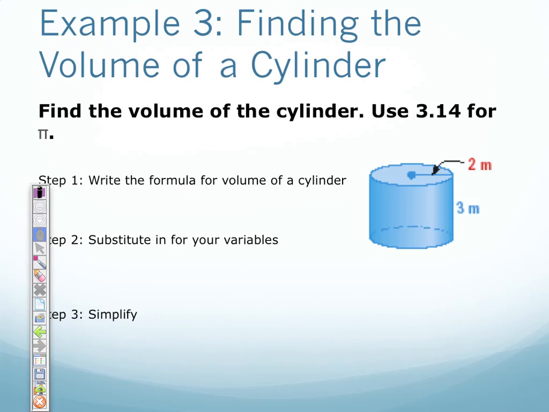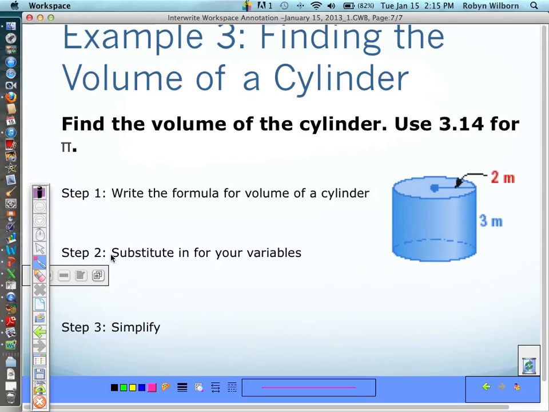All right, so let's go through and try one here. Find the volume of the cylinder, and it asks us to use 3.14 for pi. So we'll go ahead and do that. First thing we're going to do is write our formula. Our formula is volume equals pi r squared h, or pi times the radius squared times h.